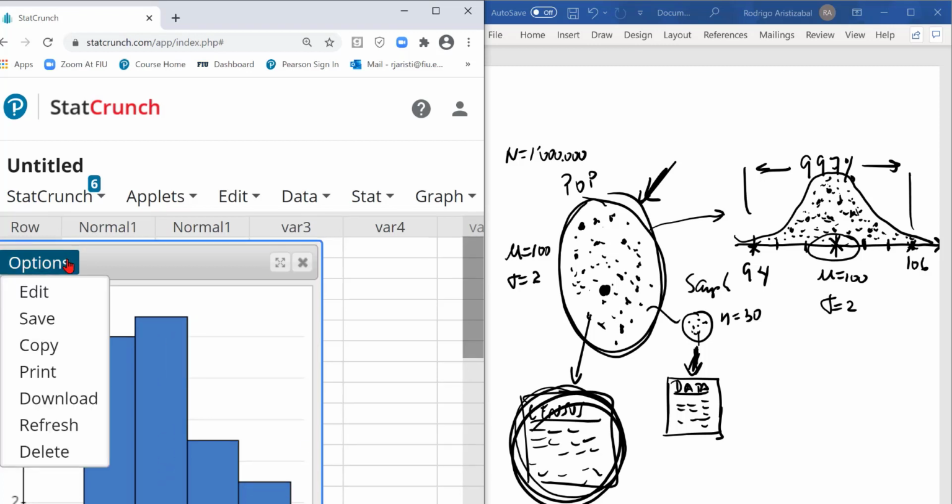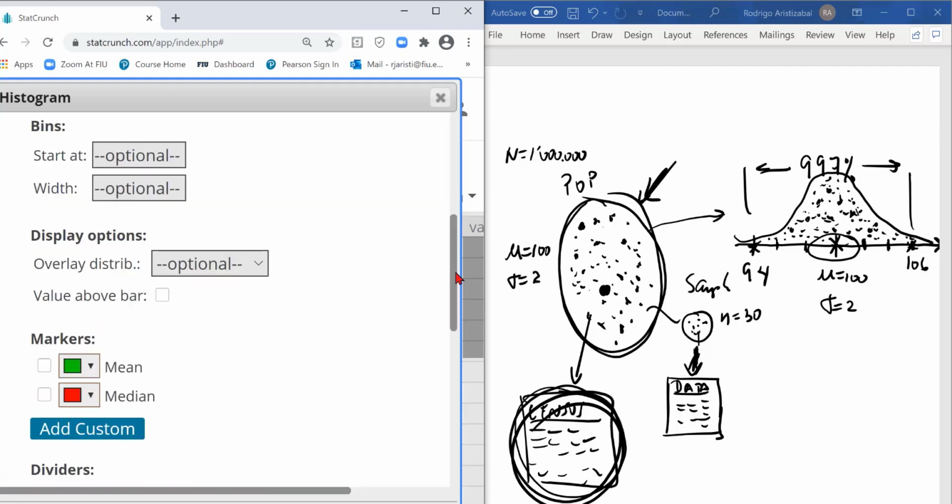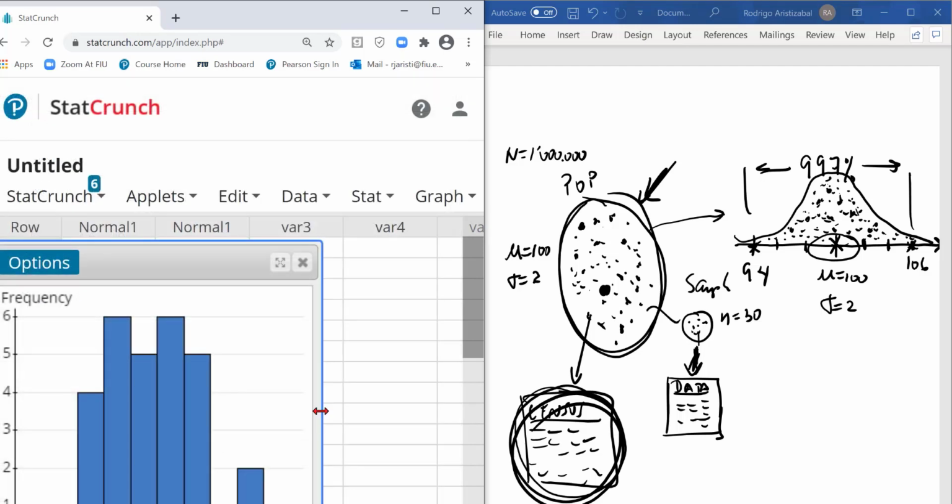Also, we can change the width of the classes. In this histogram, the width of all classes is 2 units, but we can change the width to 1 unit here in Options. The width is equal to 1 unit. That is the histogram when we change the width.